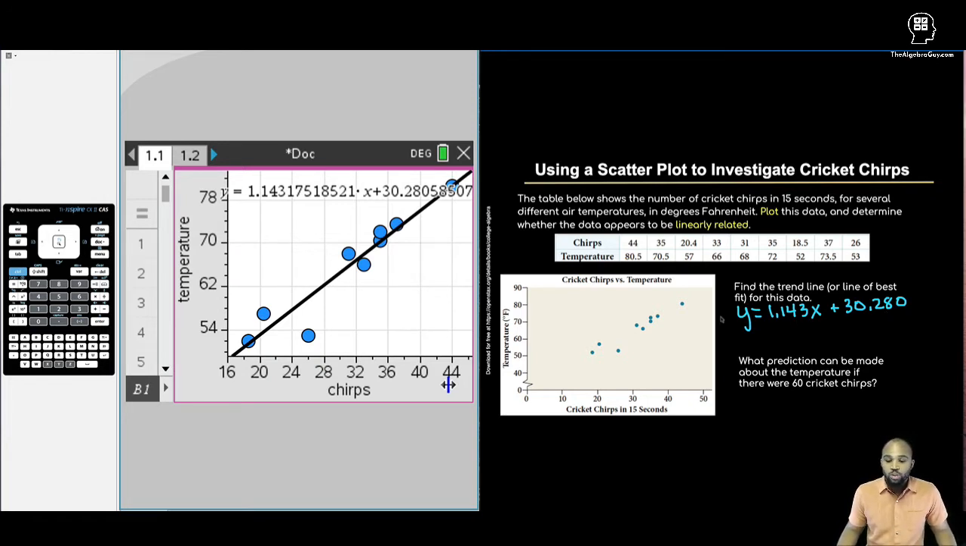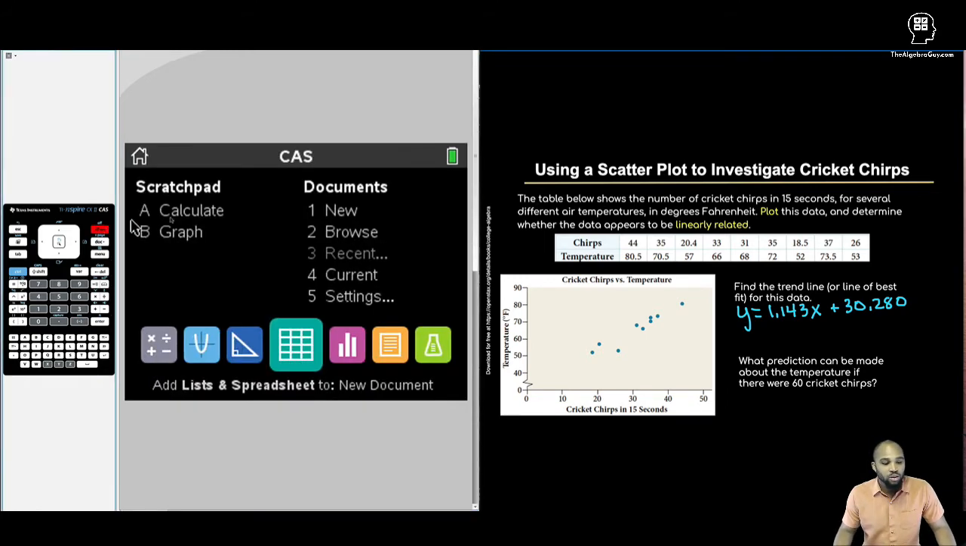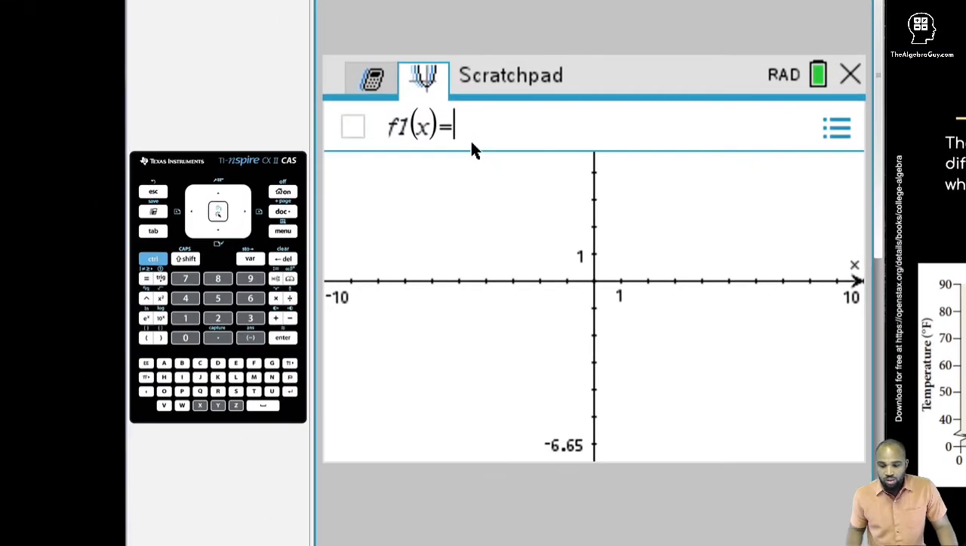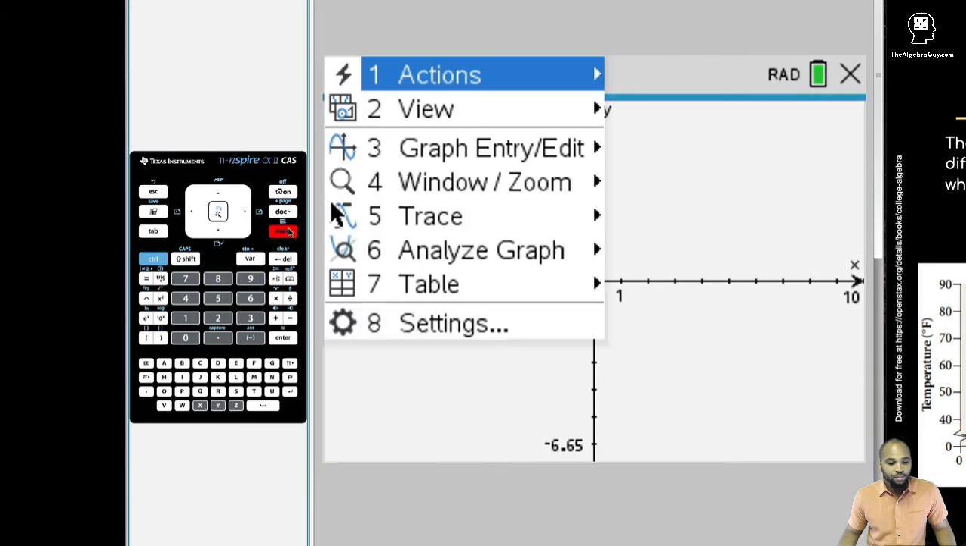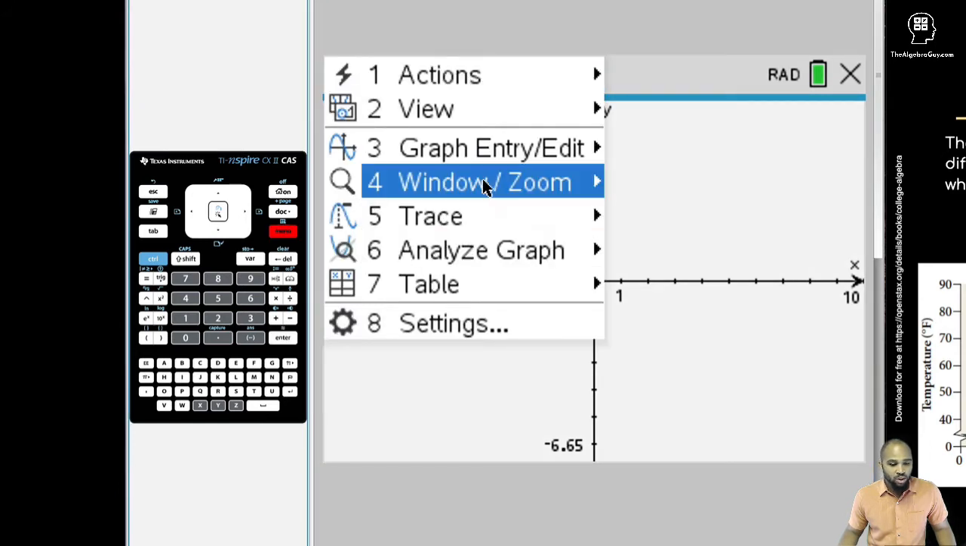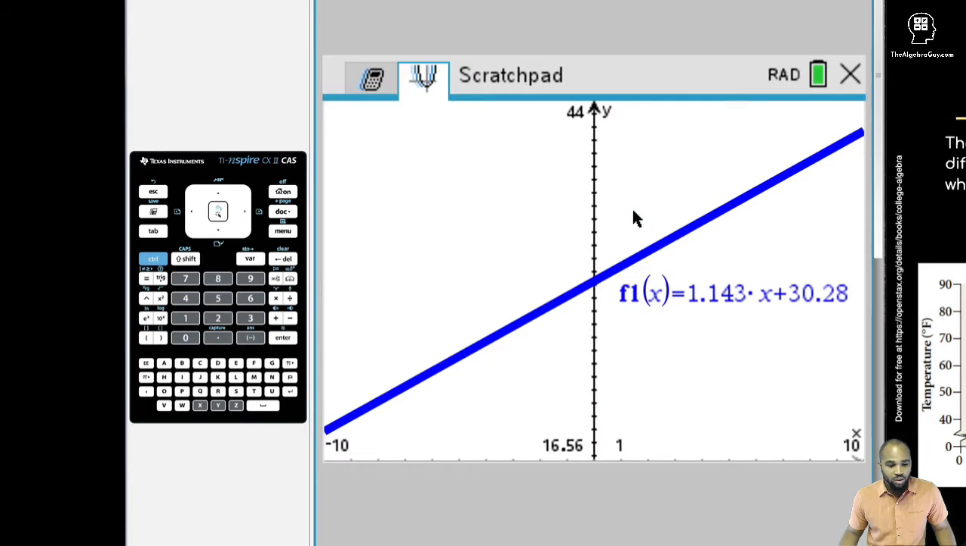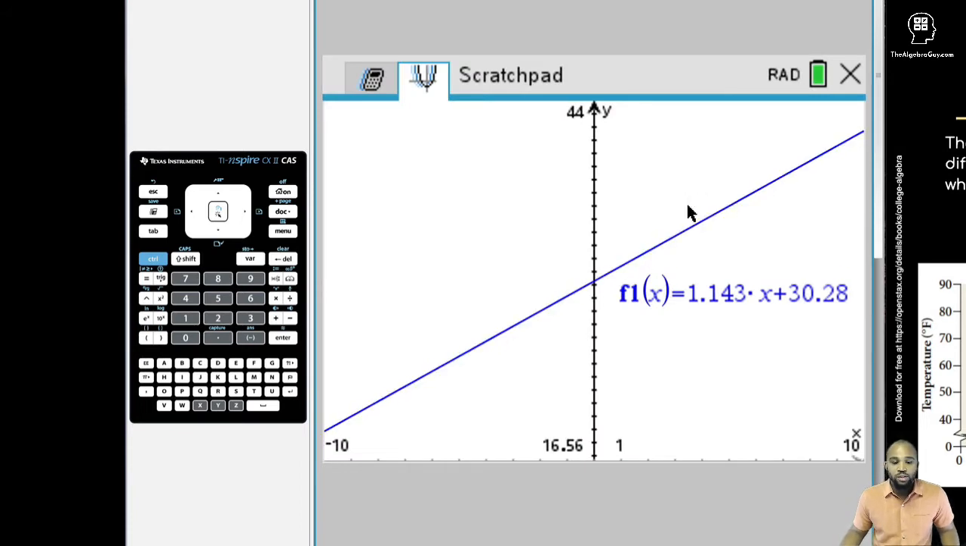So you can put this equation back into your graph. I don't want to do this, but actually, you know what, let's do that. It won't take but a second. So let's put this back in here, 1.143 x plus 30.28. So I press enter, so that line is already here, and if you wanted to see it, we could zoom in. Let's see if we can find it with a fit. So there's a line right here if you needed to see it. Now we don't necessarily need to see it. What we want to know is what's the value of y, the temperature, when x is 60.